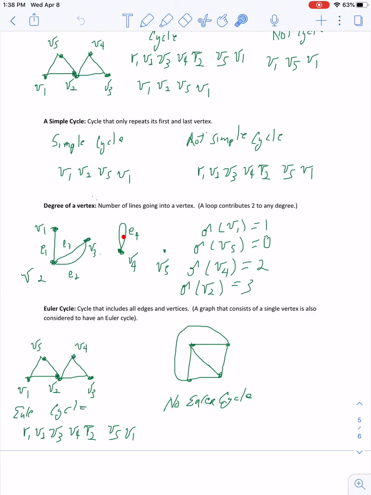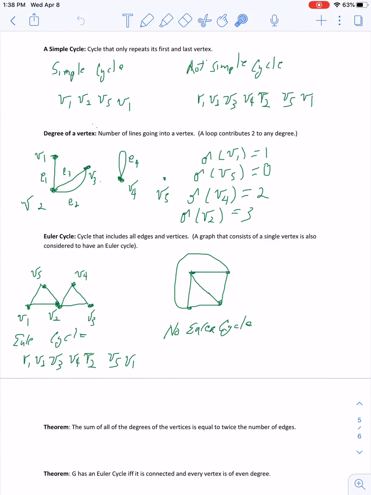Now, if I look at V4, V4 has a loop on it, E4. But look, how many lines are going into it? The answer is 2. Now, how many edges are incident on it? The answer is just 1. But since there's 2 lines going into it, the degree of V4 is 2. That goes back to what I said here. A loop contributes 2 to any degree. Finally, if I want to look at the degree of V2, let's go to V2. And I see there are 3 lines going in. Therefore, the degree of V2 is, in fact, 3. All right, so there's the concept of degree.